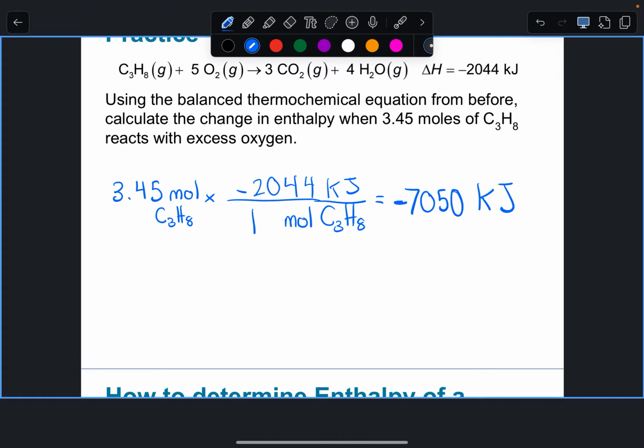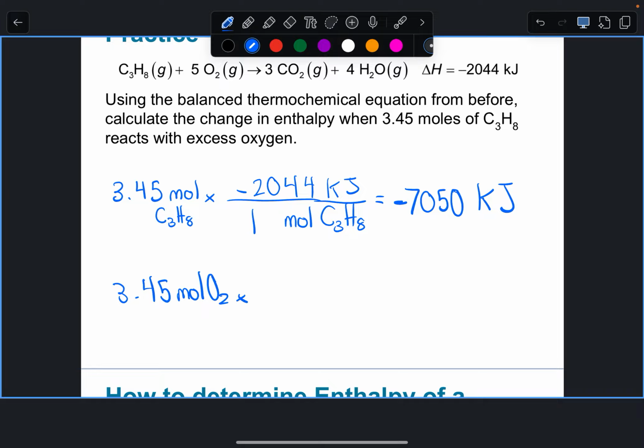I'll probably put this in 3 sig figs since that's what the mole value is in. Now, you may have just looked at it and been like, well, duh, I just multiply the 2. That's fine.